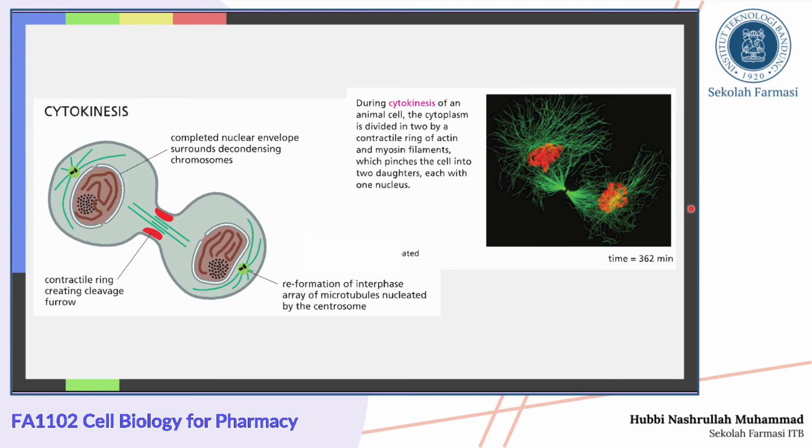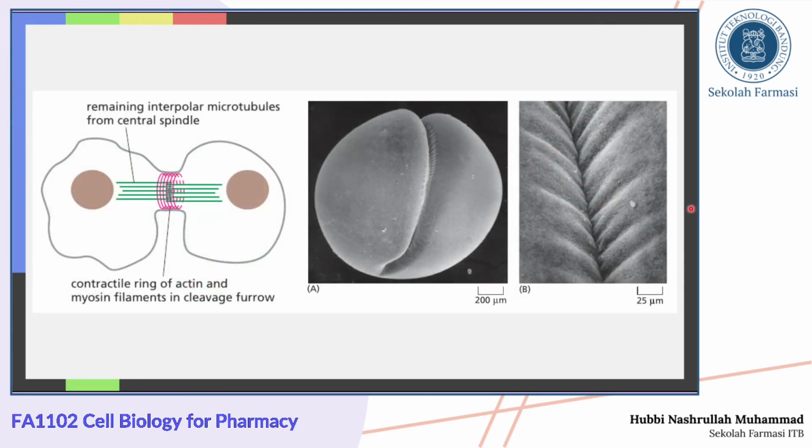Cytokinesis is the process in which the cytoplasm is divided into two, as you can see in this picture. At the end of telophase, a contractile ring has started to form around the middle of the cell, forming a ridge around the cell. This contractile ring becomes smaller and smaller and eventually pinches the cell into two daughter cells. The contractile ring is formed by actin-myosin filaments.